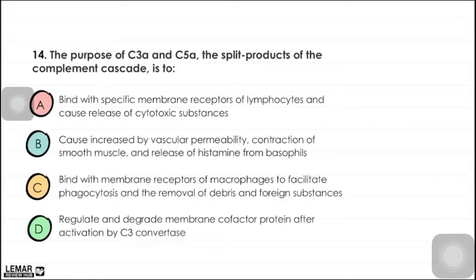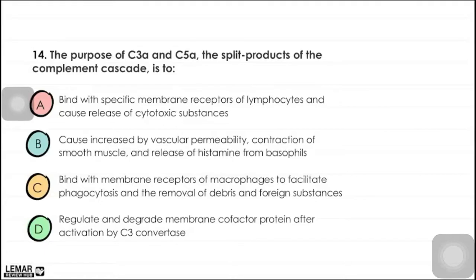The answer for number 14, C3a and C5a, is letter B, cause increased vascular permeability, contraction of smooth muscle, release of histamine from the basophil. So C3a and C5a are the split products of your complement cascade. Their purpose is to cause increased vascular permeability, contraction of smooth muscle, and release of histamine from basophil.